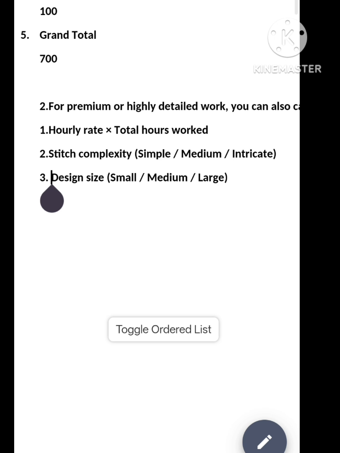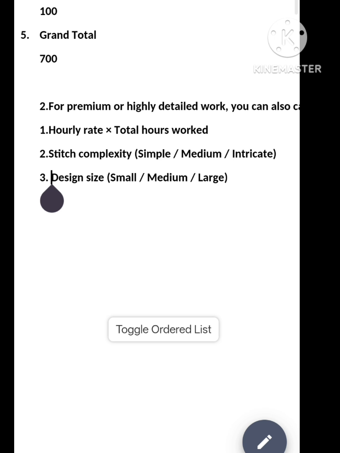You have to fix a base price, and as per the market value, the general charge going on is 800 to 1000 for simple embroidery. For medium, it is 1000 to 1200, and for intricate or a big design, it is like 1200 to 1500 or more. But then it depends on the design and other factors. So this is how you would be charging. I hope I could make you understand the pricing. So keep going and best of luck.